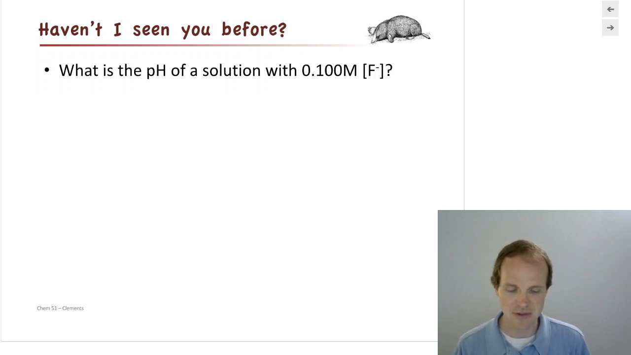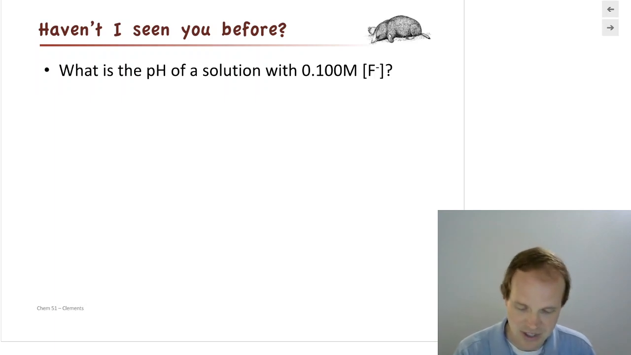What is the pH of a solution with 0.1 molar F- concentration? You're like, well, Professor Clements, there's no acid there, there's no base there, so isn't it just kind of a neutral solution? Isn't it kind of like water? And the answer is no. If you had a solution of sodium chloride, that has a pretty neutral pH. Not much is happening. But if we have a solution that's got F- in it, it's not going to have a neutral pH. And why is that?